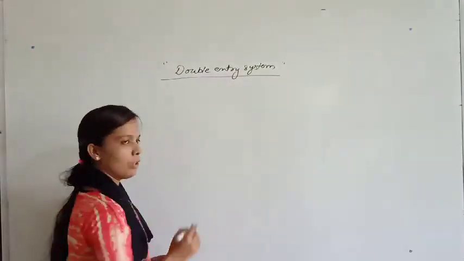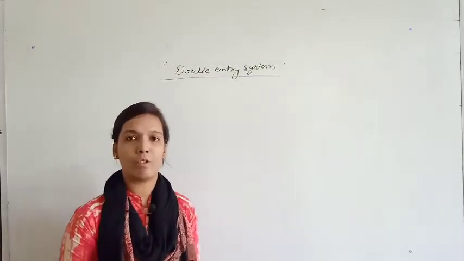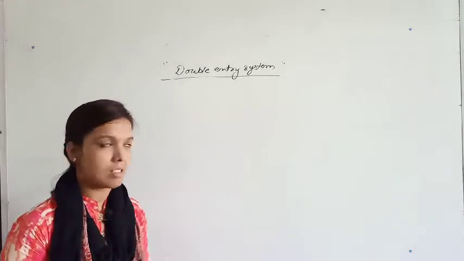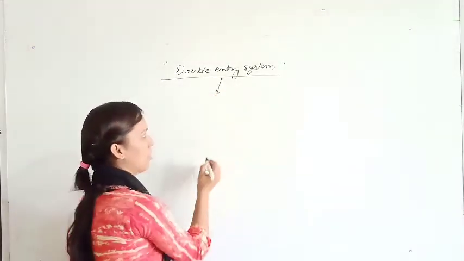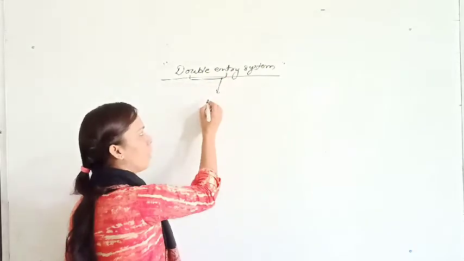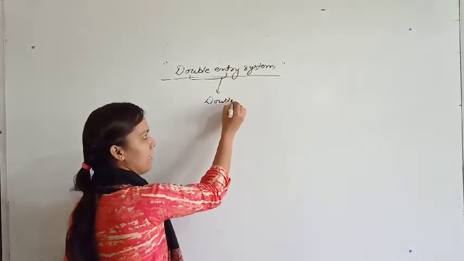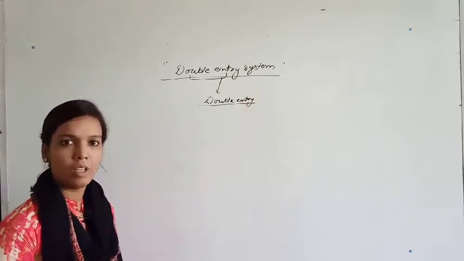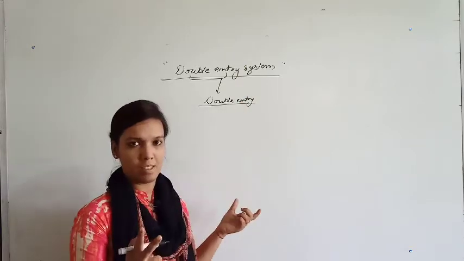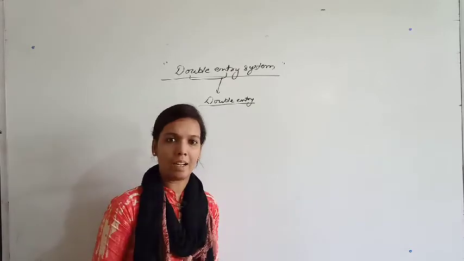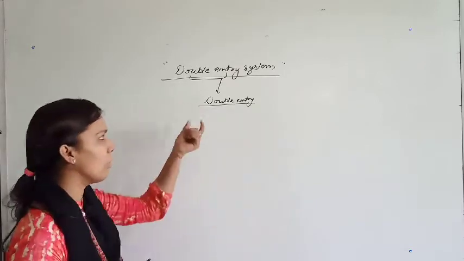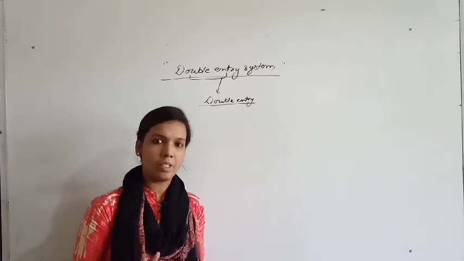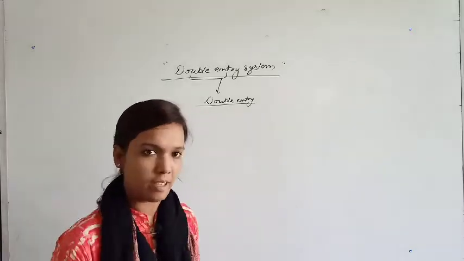Briefly, I have explained in previous videos what the double entry system means. The meaning of this system is that every transaction will affect at least two accounts. Double entry, as the name explains, means every transaction will give entries at two places. That is called the double entry system. And in the two accounts, one account will be debited and the second account will be credited.